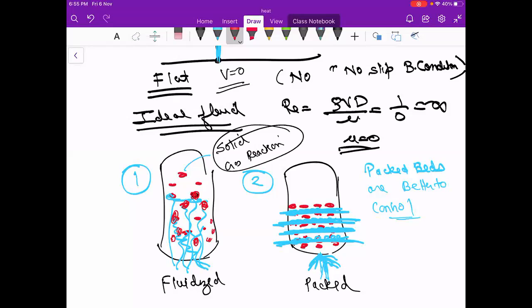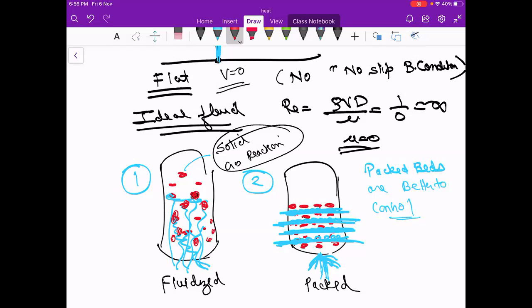Another important point is that a packed bed will behave as a PFR, and we know that PFRs are a better reactor as compared to the other reactors. So that is again an interview question actually. They can ask you which one is good. So hope you have all understood this point, packed versus fluidized bed.